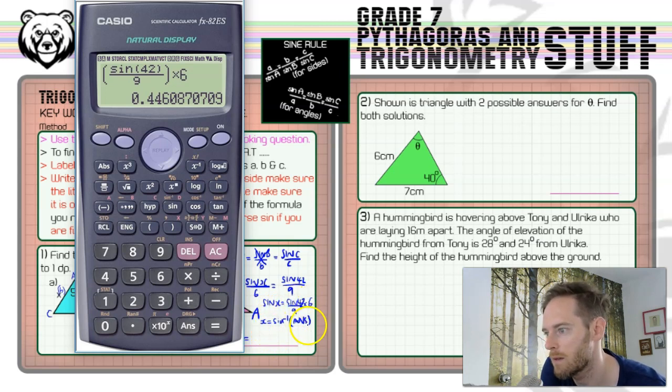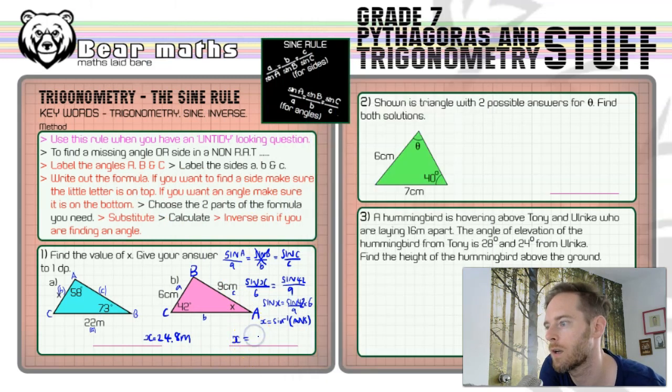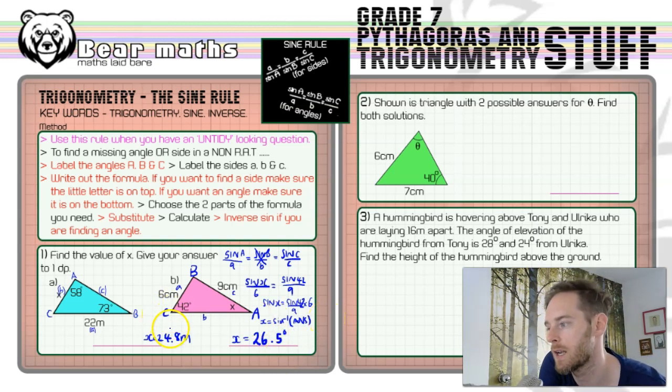That's what that bit is. All right, so I'm then going to press shift sine, get sine to the minus 1, then press the answer button, and then close that off and get 26.49, which makes sense as an answer now. Okay, so 26.49 becomes 26.5 degrees. Okay, so there you go. That's how you find a missing side length and a missing angle using the sine rule.